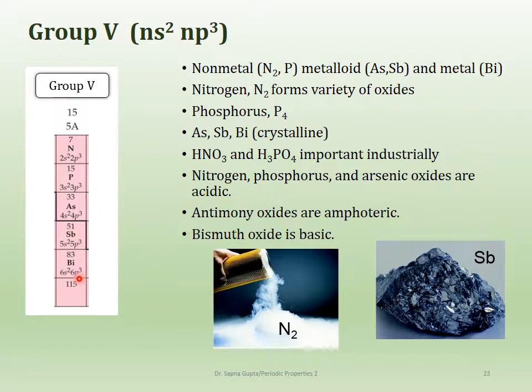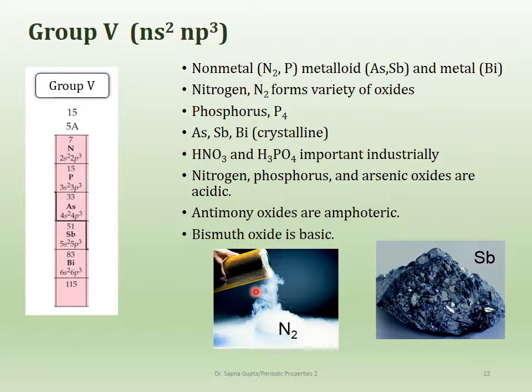By the time you get to bismuth, pretty much a metal. Here are some of the properties that you will find for arsenic, antimony, and bismuth. By the time you get down here, they're very crystalline-like. This is antimony here, Sb. It doesn't look like a metal, but it definitely is crystalline, which means it's shiny and has pointy edges. Nitrogen, on the other hand, is very unique because nitrogen is a gas.